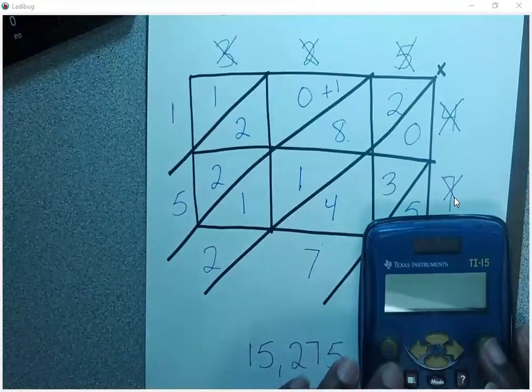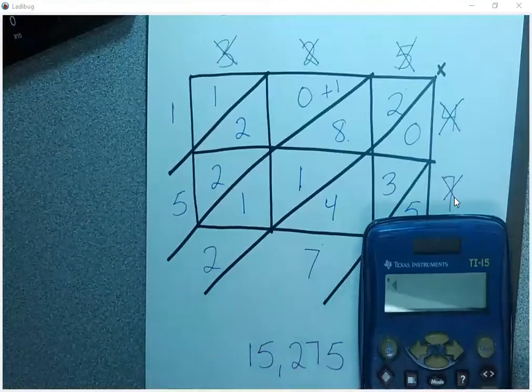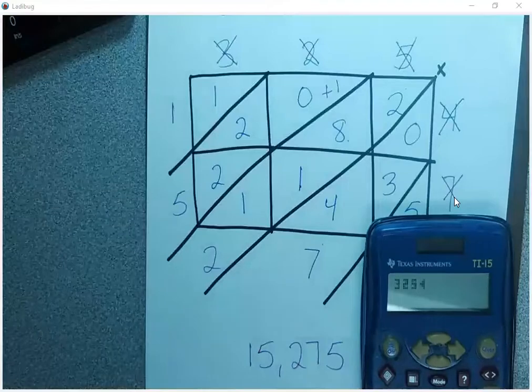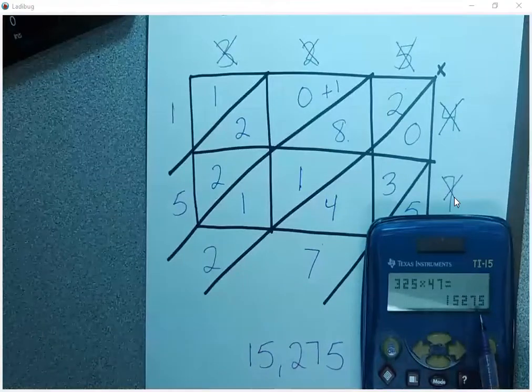Always make sure you turn it on. Then you want to clear your memory. You clear your memory by pressing your on and off button and your clear button at the same time. Once you see memory cleared, you then hit clear again, and now you can put your numbers in. So my original problem was 325 times 47, and that gave me 15,275, which is what we have right here, 15,275. So we can be assured that our answer is correct.